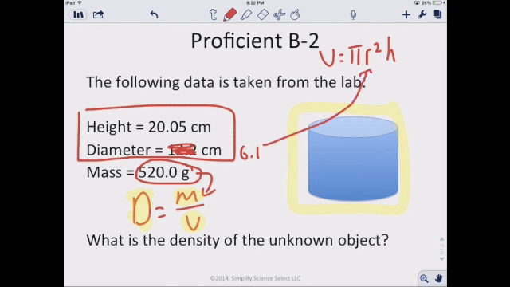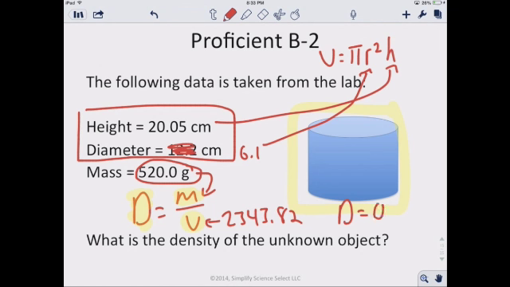So radius goes here, height goes here, and that will give us a volume. The volume that we should get is right around 2343.82. Plug it into our equation, and we should get a density right around 0.222 grams. We could say milliliters, but since we have centimeters right there, we'll say cubic centimeters, cm3. And that's going to give us our density.